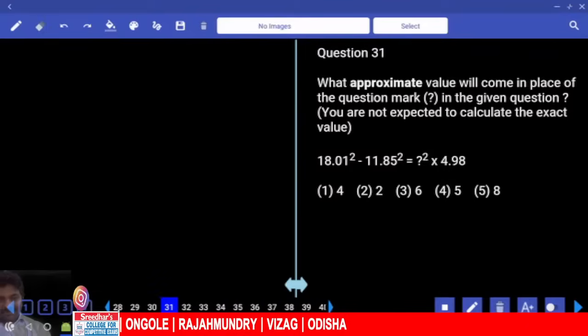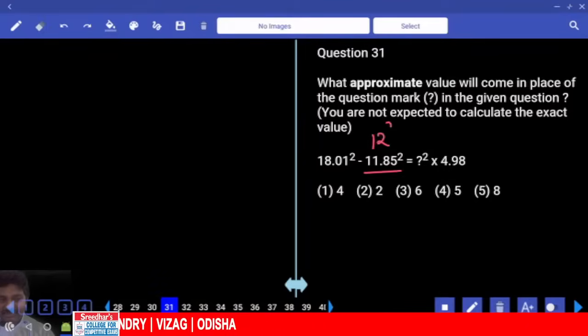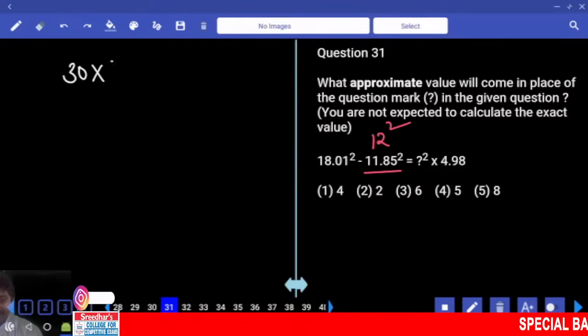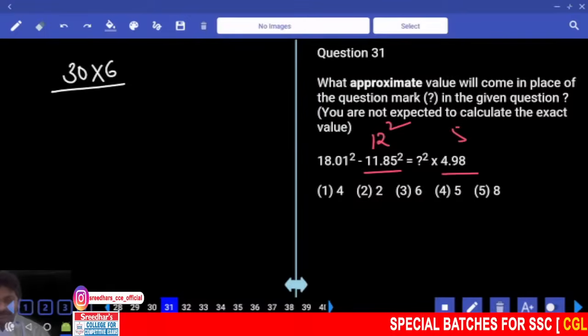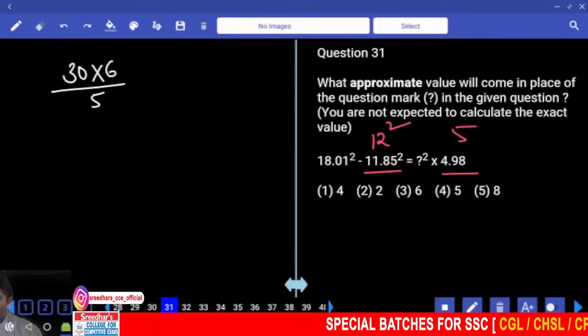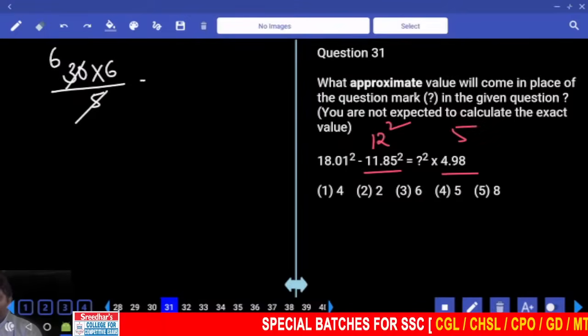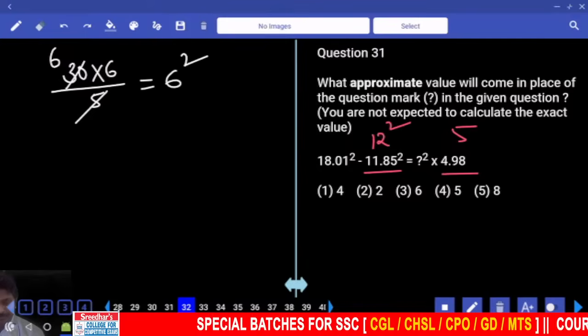Right, 31 onwards, approximations. Second number, we can treat it as 12 square. A plus B into A minus B. A plus B, 30. A minus B, and right hand side number, approximation 5. That comes to left hand side. How many times? This is 6 square only.